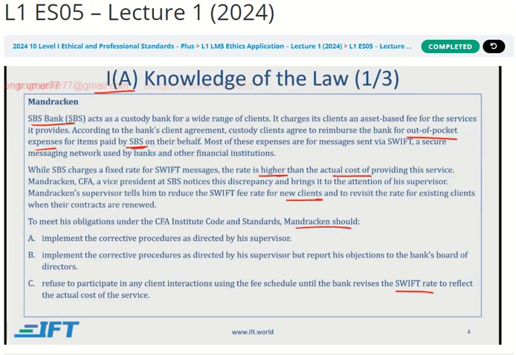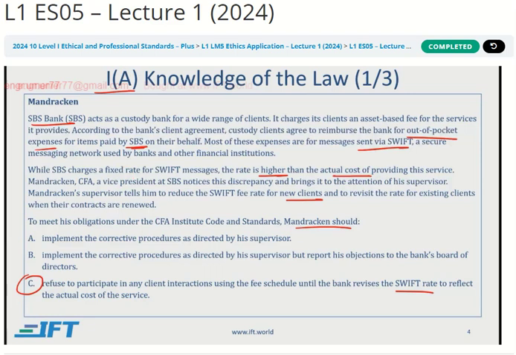The best option actually is the third one. Refuse to participate in any client interactions using the fee schedule until the bank revises the SWIFT rate to reflect the actual cost of the service. The reason is that the bank is effectively lying to the clients, because in the agreement with the clients, the bank is saying that clients will reimburse the bank for out-of-pocket expenses, implying that the bank will pay for the SWIFT charges, and whatever the charge is will then be passed on to the clients who will pay for it. But the bank is charging a higher amount to the clients.